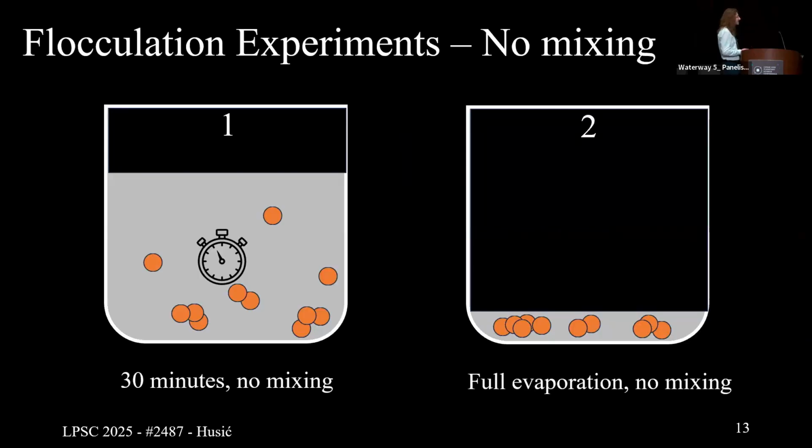You're going to see these pictograms a couple of times here. We do 6 experiments. These first 2 are the no-mixing experiments. For 30 minutes, we just let our analog sit in the liquid hexane, and then we take it out and look at it. We also have another one where instead of 30 minutes, we let them dry completely. We let the whole hexane evaporate.